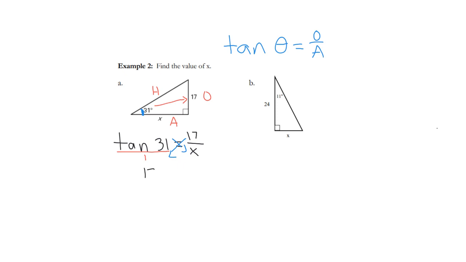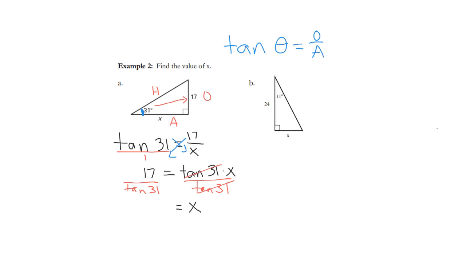17 times 1 is 17. The tangent of 31 times x, we are going to write just like that. Now, these two things are being multiplied. We undo that by dividing. So I'm going to divide by the tangent of 31 on the right, and I'm going to divide by the tangent of 31 on the left. The tangent of 31 cancels on the right-hand side of the equation, and we're left with x equals 17 divided by tangent of 31.